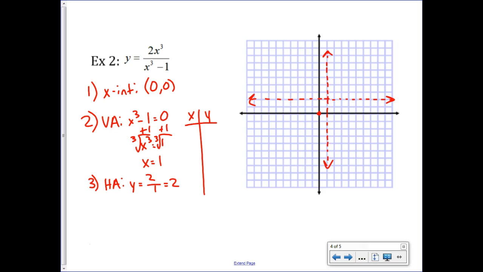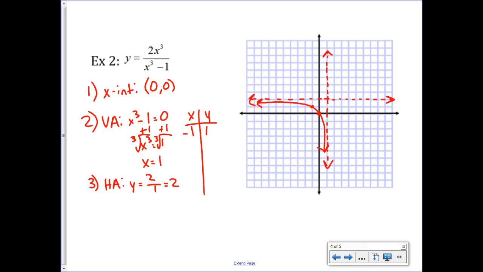So I'm going to pick -1 to plug in. So if I plug in -1, I get 2 times -1 to the third, which is still -1. So I get -2. Then I have -1 minus 1, which is -2. So -2 divided by -2 would be +1. So left 1, up 1. So that's what this branch looks like.